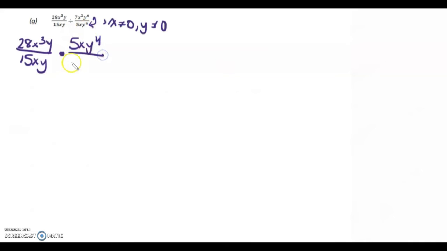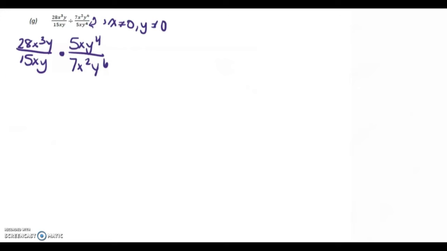Okay, so this one's division as well. So first I'm going to state the restrictions in the denominator. X does not equal 0, y does not equal 0. And now I'm going to rewrite the first fraction as it is, and I'm going to multiply by the reciprocal. So in the numerator, 5xy^4, and in the denominator, 7x squared y^6. Now I just introduced this monomial into the denominator, but we already have restrictions on it, so we're good.